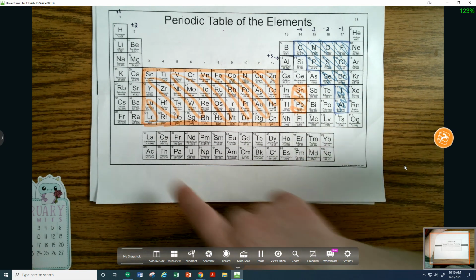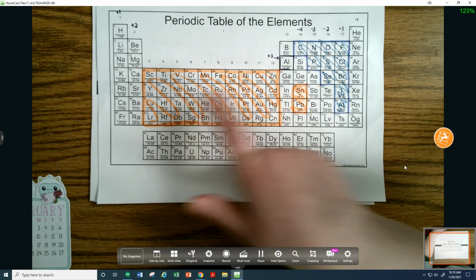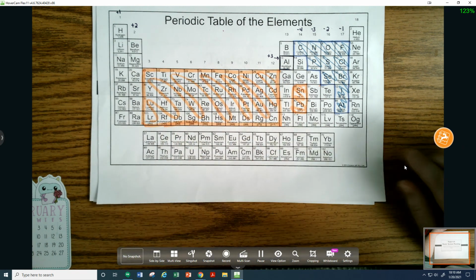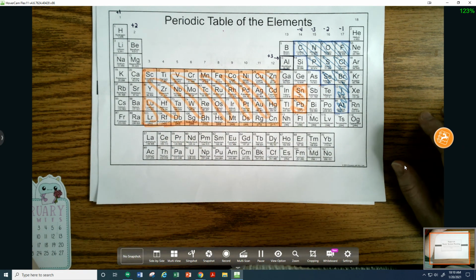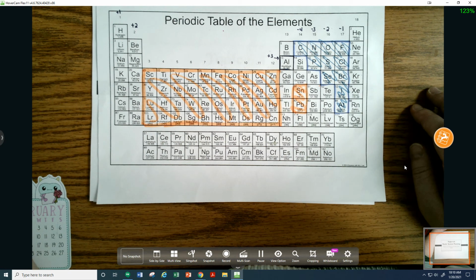The issue is those elements in groups 3 through 12, or the D block of the periodic table, do not have a set number of valence electrons. And so because of that, they can form ions of a different charge. And so because of that, we have a different branch in which we work with these.